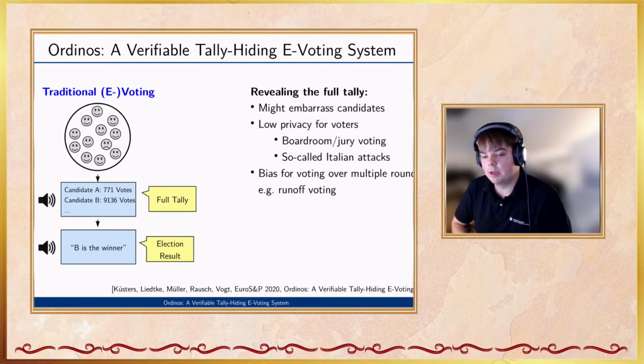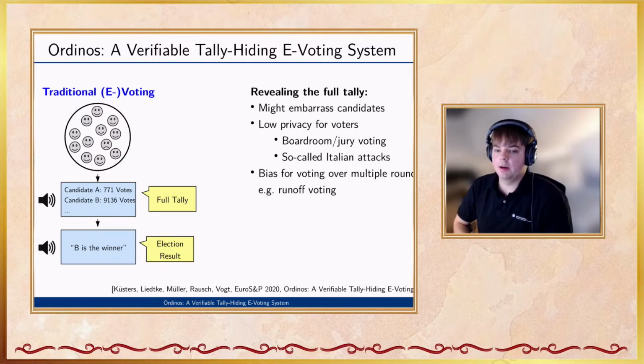Revealing the full tally has several downsides. For example, in some elections, like within companies, student associations, or in boardroom elections, it might be embarrassing for the losing candidates to publish the possibly low number of votes they received. Additionally, publishing the full tally lowers the privacy of the voters. For example, for elections that are carried out among a small set of voters, like in boardroom or jury votings, revealing the full tally leads to a low level of privacy, because the vote of a single voter is only hidden behind a low number of other votes. Therefore, even if you only want to know who won the election, a voter might not vote for her actual preference, knowing that the full tally is revealed, and hence her vote does not really remain private.